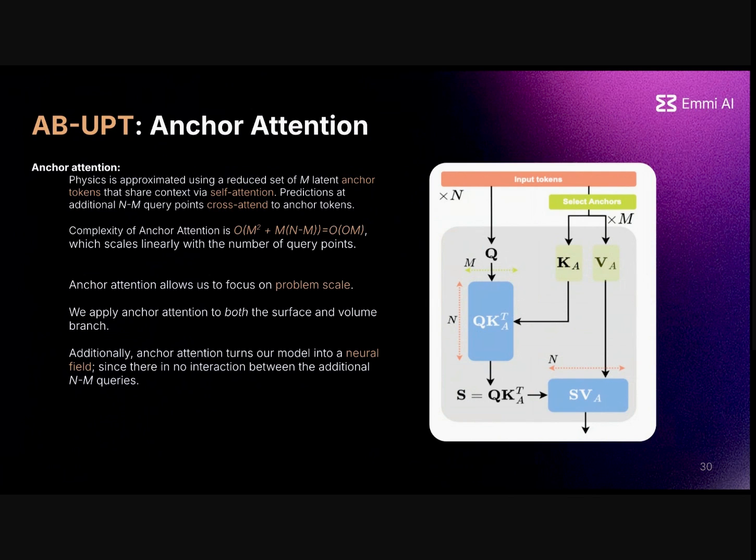Another nice benefit of this new formulation of attention is that the query points become independent of each other. There's no self-attention anymore between the query points, which turns our model into a neural field. So we have the neural field property, which is interesting for a few other things we like to compute, and which we will discuss later.